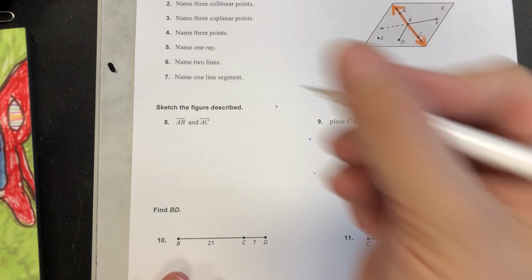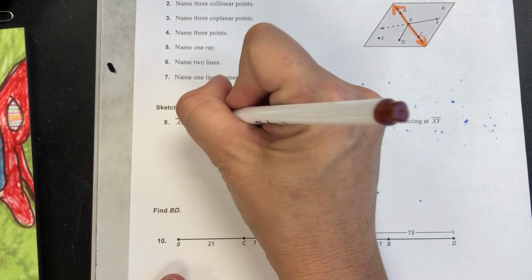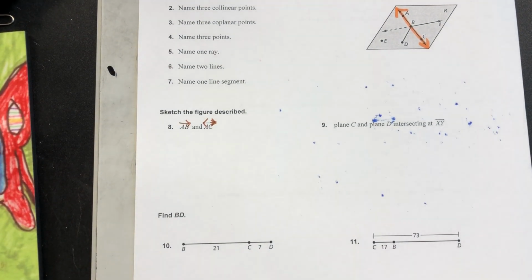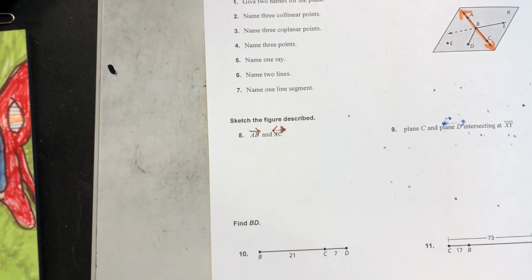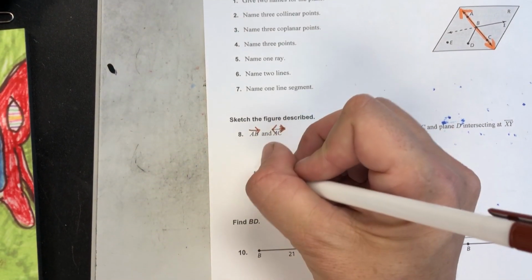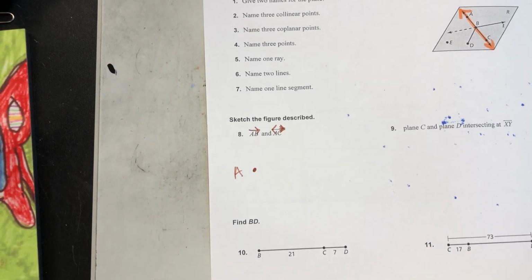Now, when it came to this problem right here, you guys, this was ray AB. And absolutely on your test, it's going to be obvious. I think I had shown you that in class. But this is ray AB and line AC. And the thing that I looked for the most on this problem was they both share a point. Both of them better hit the same A.